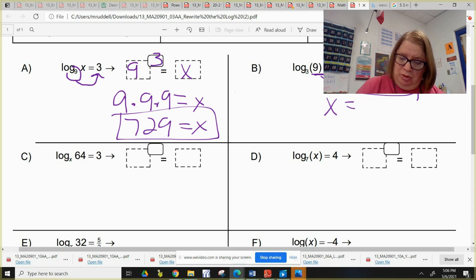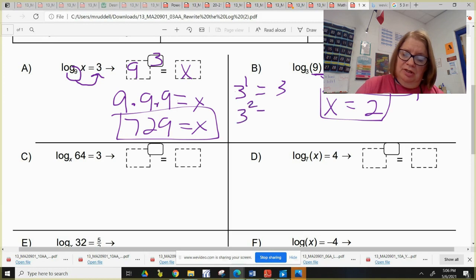It's 2. If you don't know that by looking at it, think about 3 to the first power is 3. 3 squared is 9. There it is. If you needed to, you could keep going. 3 to the third is 27. But what we're looking for is that 9. So we know that x is 2.